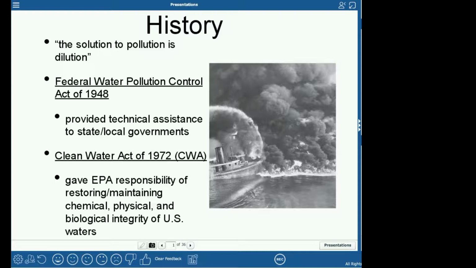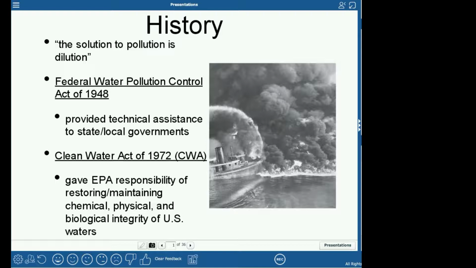But now they found out, like this picture is, I don't remember exactly which river this was, but this lake was so polluted that it caught on fire. And that was basically when the United States was like, maybe we need to work on this water pollution issue. Maybe it's a little worse than we thought.